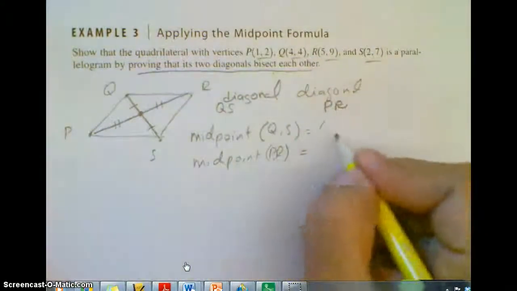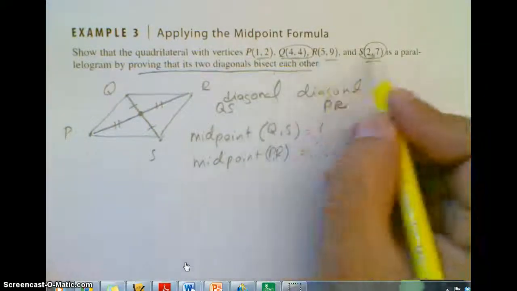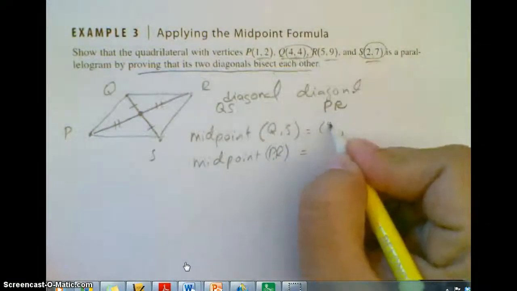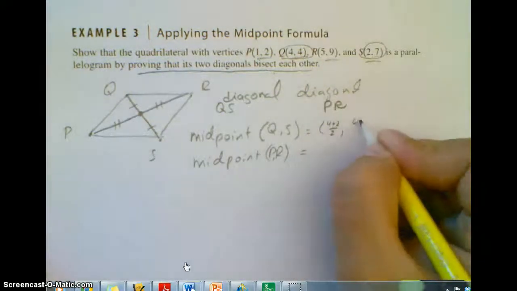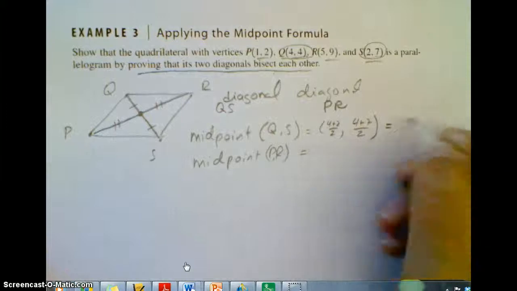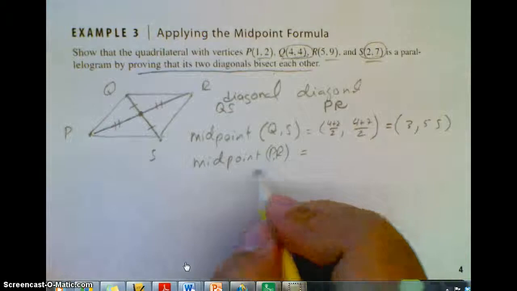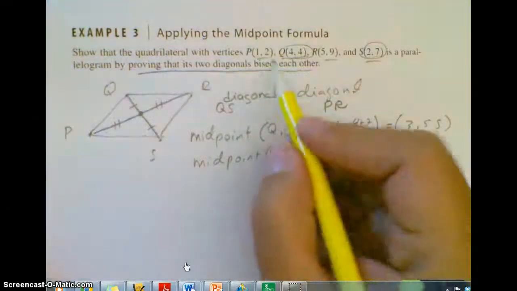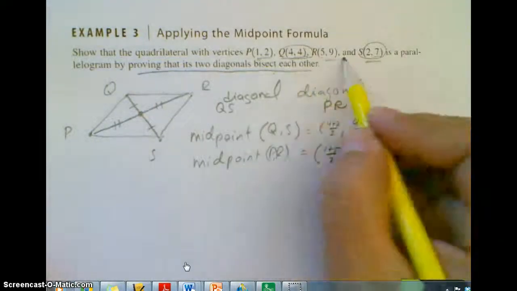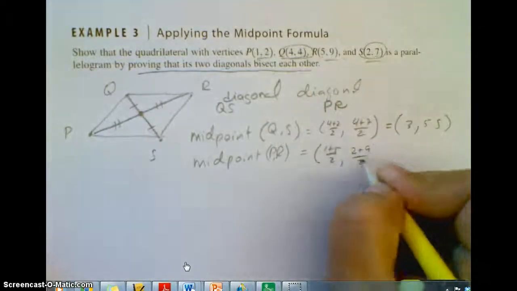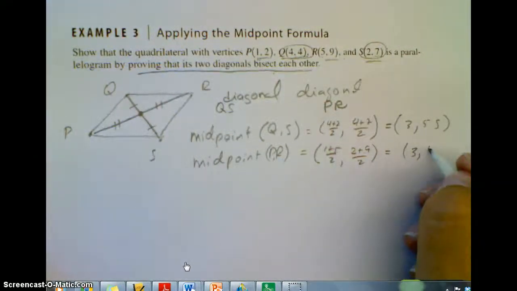So the midpoint of Q and S, what is the average of the x coordinates? 4 plus 2 divided by 2, and the average of the y coordinates, 4 plus 7 divided by 2, and that gives me 3, 5.5. Now the midpoint of P and R, 1 plus 5 over 2, and then the average of the y's, 2 plus 9 over 2. 1 plus 5 is 6, over 2 is 3, 2 plus 9 is 11, over 2 is 5.5.